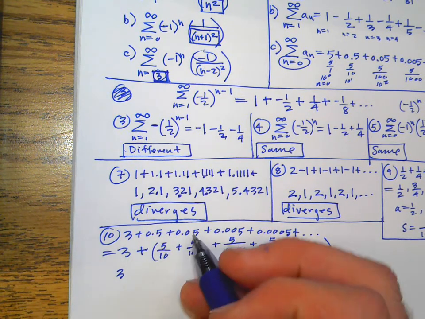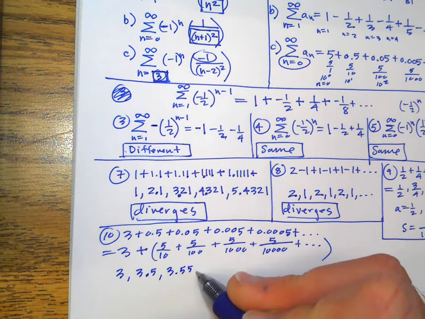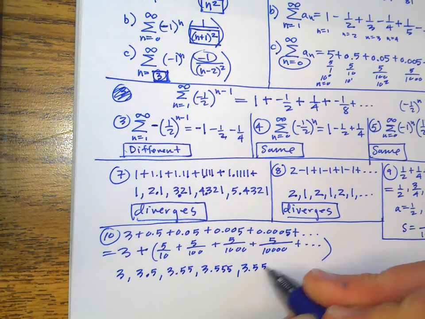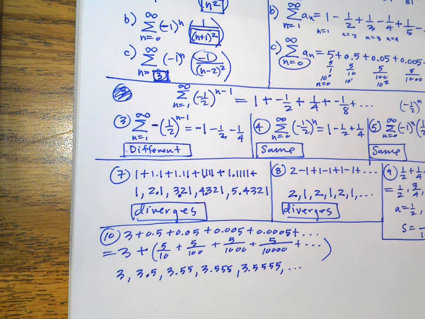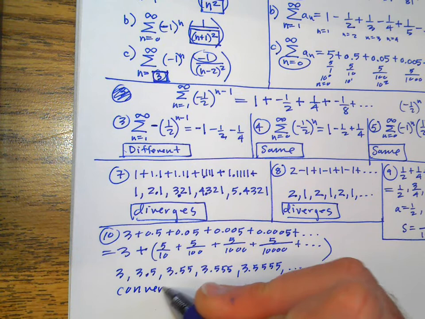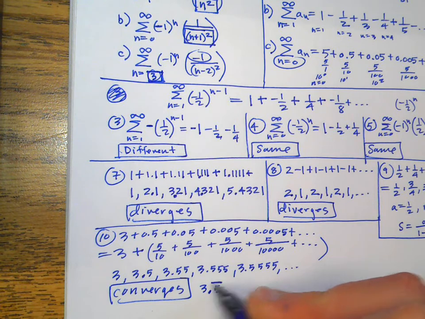The first partial sum is 3. The next one is 3.5. The next one is 3.55. The next one is 3.555. The next one is 3.5555. And so it's clearly going towards a specific number, right? The sums are getting a little bigger, but it's not blowing up. It's increasing by smaller amounts every time, and it is approaching a certain value. I would predict that this converges, and it converges to 3.5 repeating, right?